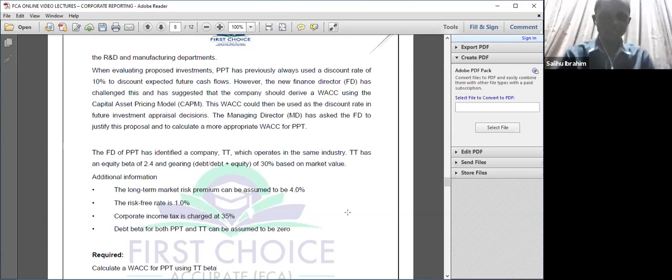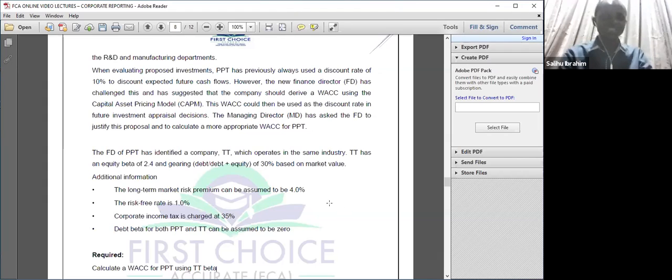Additional information for TT now, or even for both companies rather. The long-term market risk premium can be assumed to be 4%. The risk-free rate is 1%. Corporate income tax is charged at 35%. Debt beta for both PPT and TT can be assumed to be 0. Calculate a WACC for PPT using TT's beta.